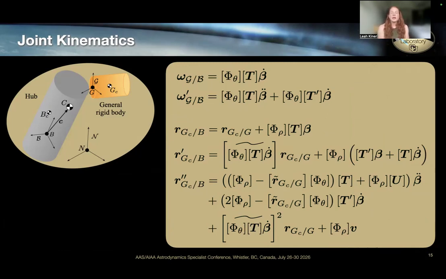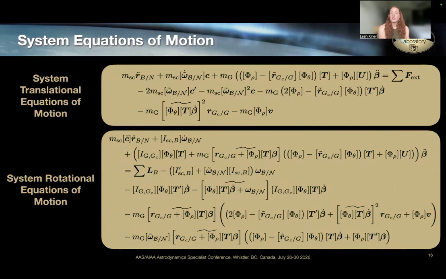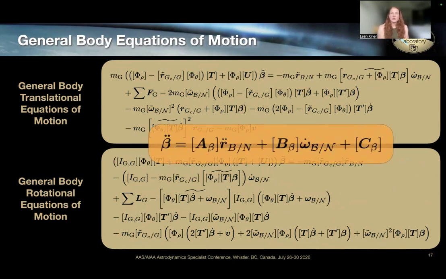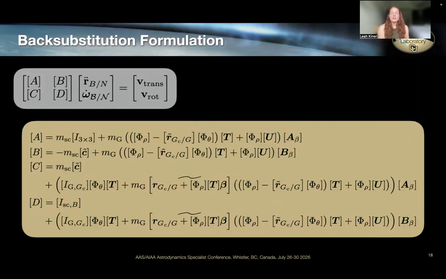So now that we have the kinematics of this general joint, we can then derive our equations of motion for our system. So here are the Hub translational and rotational equations of motion here. So we still need to derive the equations of motion for this general component. So here are those equations here where we draw a bounding box around the general component and then we derive these equations. So then we need to back substitute this component's acceleration vector beta into our Hub's equations of motion like I showed before. So doing that gives us this compact form.